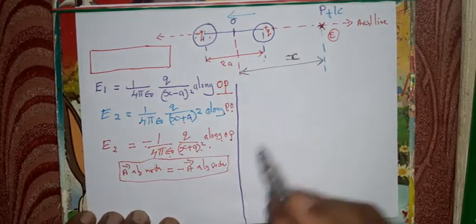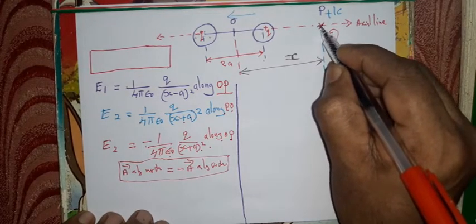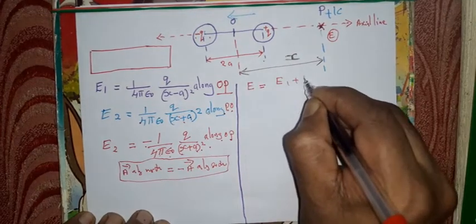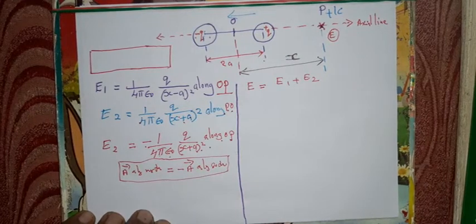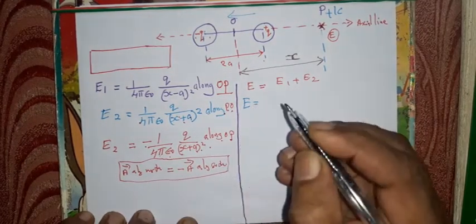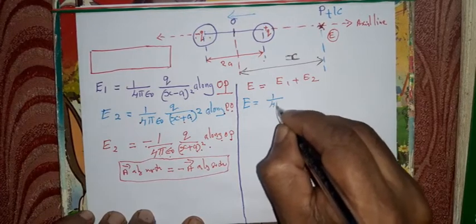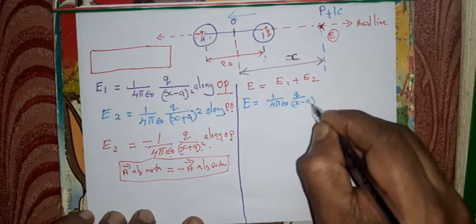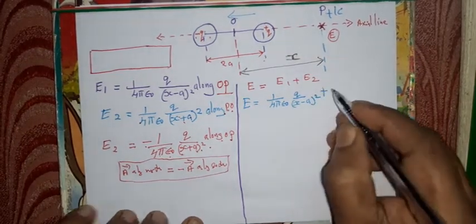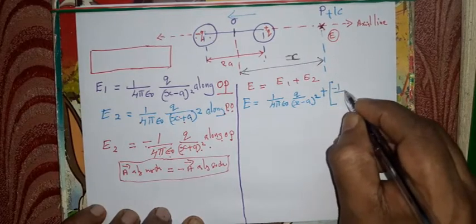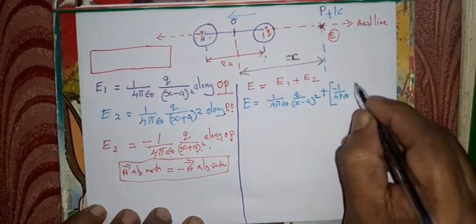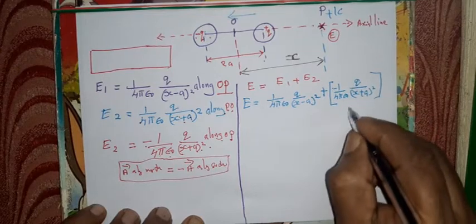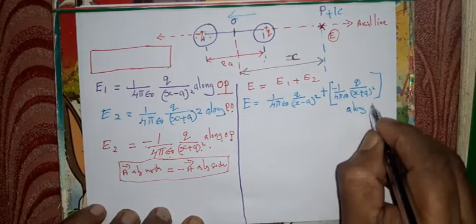Now we are in a position to find out the intensity of the electric field at P. The intensity of the electric field at P is equal to E1 plus E2. Then E is equal to, you can substitute the values, 1 by 4 pi epsilon 0 into Q by X minus A the whole square plus minus 1 by 4 pi epsilon 0 into Q by X plus A the whole square. What is the direction? Along OP.